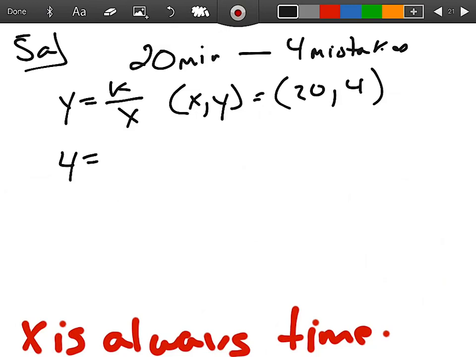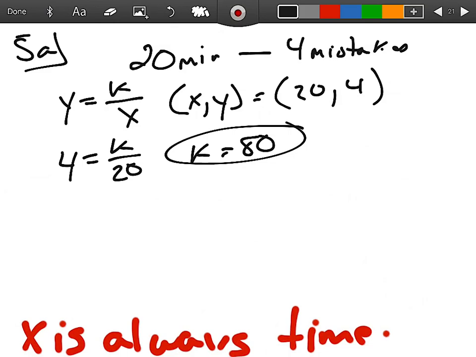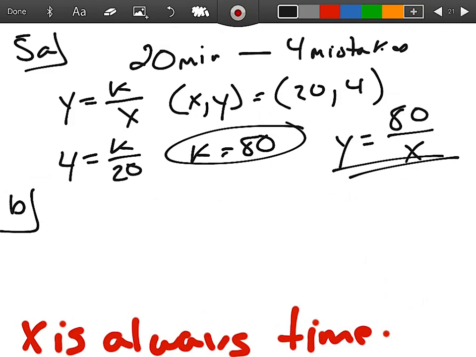So here I solve for my general equation for my particular one. I put in this stuff right here. So that gives me k is equal to 80. So then my working equation, a specific equation actually, is y is equal to 80 over x. So looking at the B version here, they're going to ask you how much time does she need to make 1 mistake. So if Clara wishes to make 1 mistake, she needs to go 80 minutes.